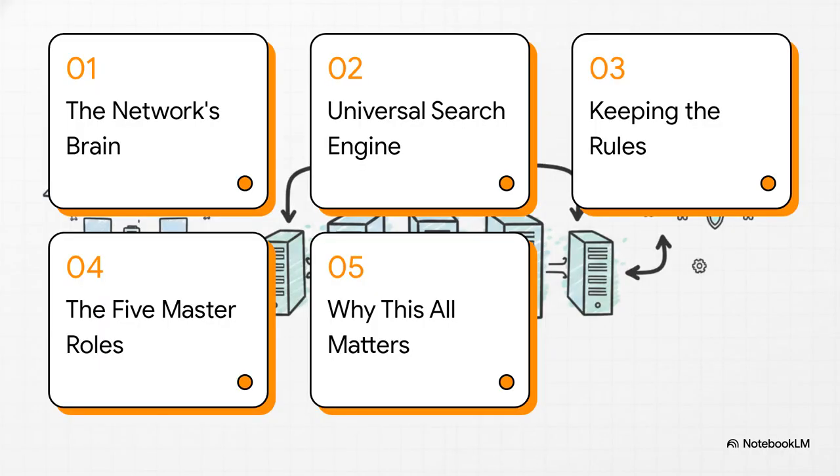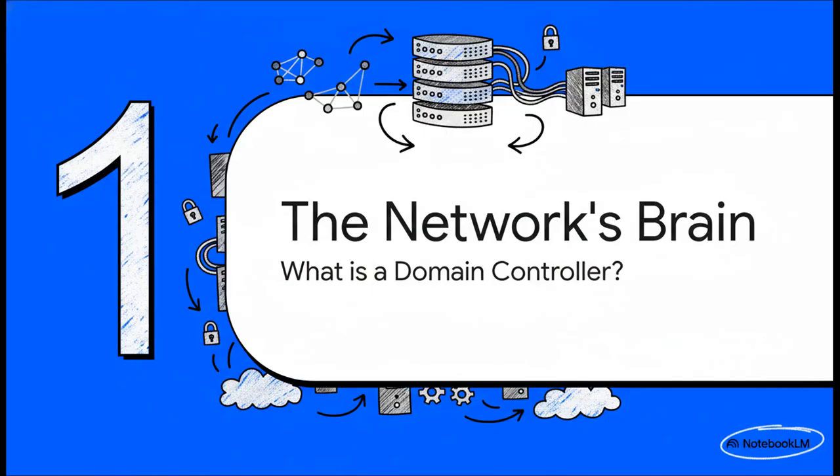So, here's our roadmap. First, we're going to meet the network's brain, the basic domain controller. Then we'll see how it levels up to become a kind of universal search engine for a huge company. After that, we'll get into how it keeps the rules to prevent all that chaos we talked about. We'll meet the 5 master librarians who have very specific jobs. And finally, we'll tie it all together to see why this whole system is so incredibly important. All right, let's dive right in with that brain.